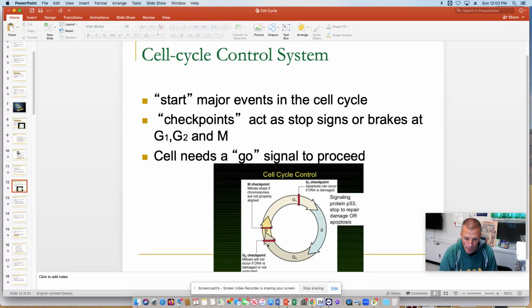Then it goes all the way around to where it's almost ready to divide. And if the DNA has not completely replicated, which it's supposed to do over here, and it gets ready to divide, it shouldn't continue there. It needs to finish replicating or copying. And then the M checkpoint is it's going to stop if the chromosomes don't line up.